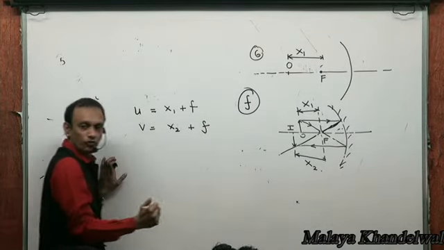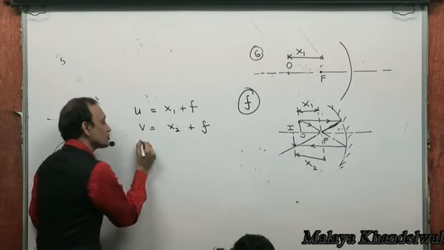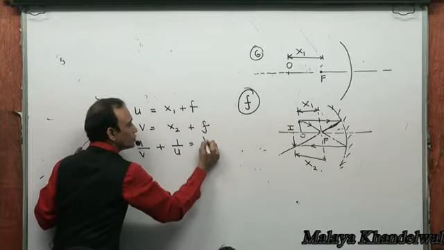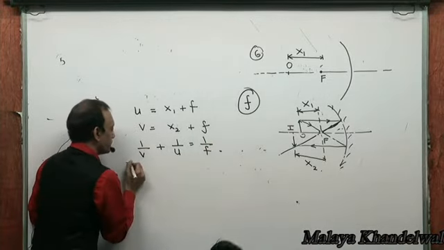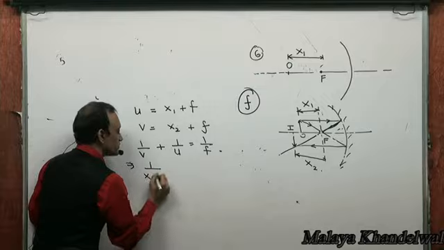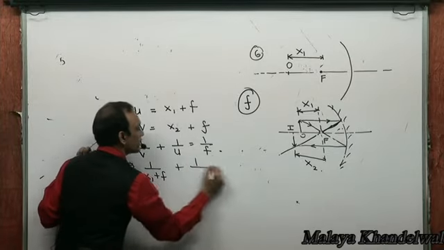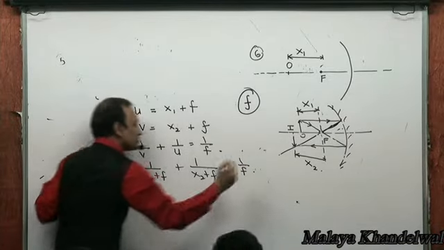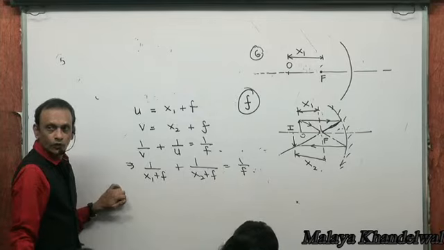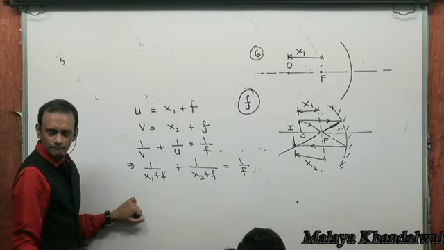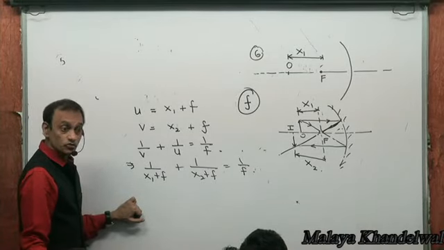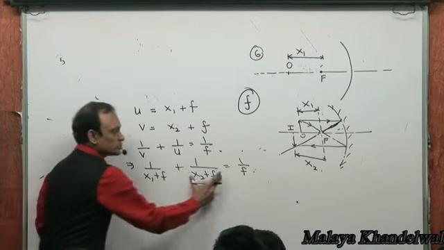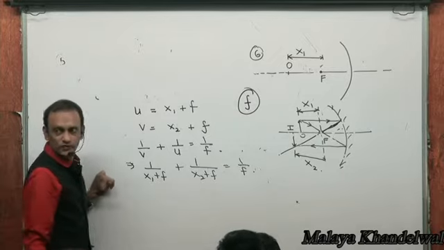Now I'm going to use the mirror equation: 1 by v plus 1 by u equal to 1 by f. So 1 by (x1 plus F) plus 1 by (x2 plus F) is equal to 1 by F. Now it's about solving for F. What's the best way to solve for F? The best way is to transpose one of the two terms on the right hand side.